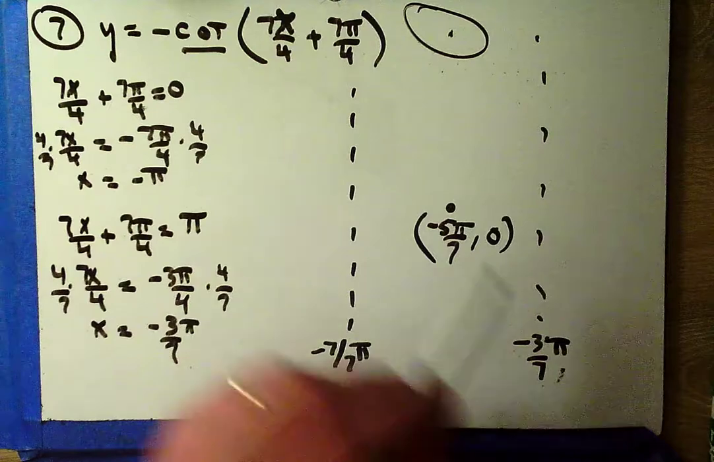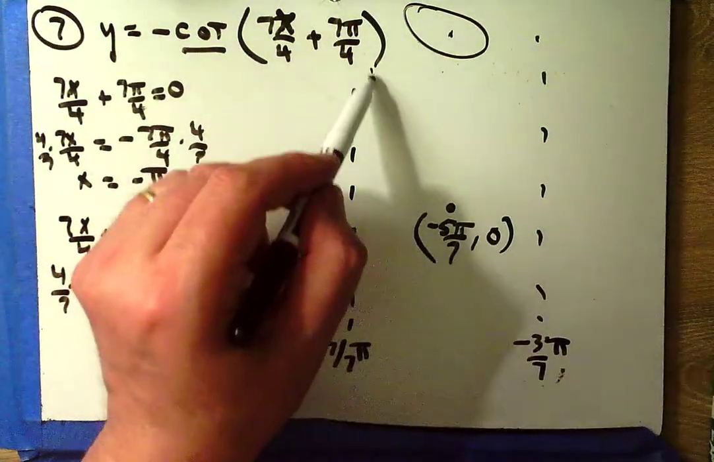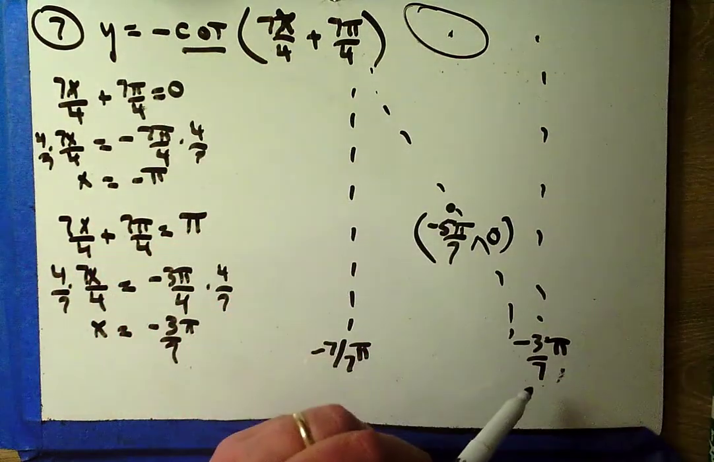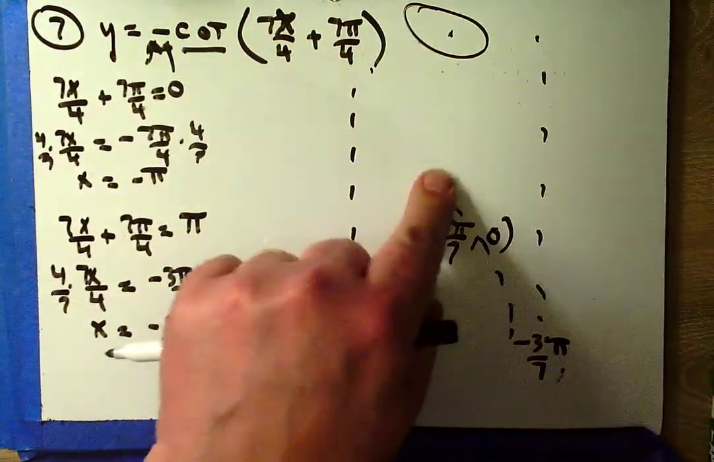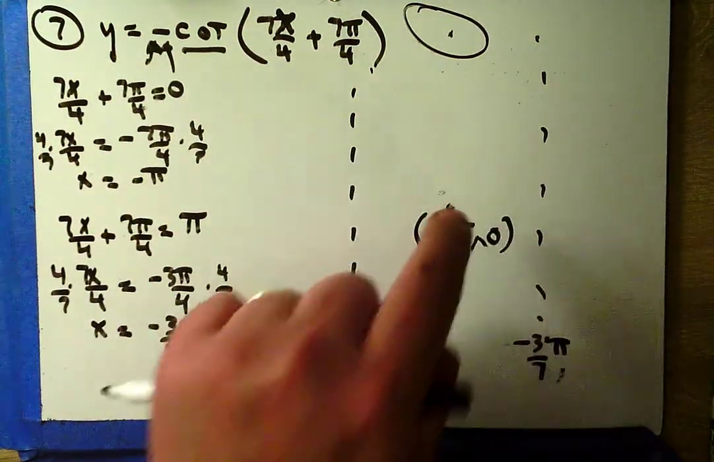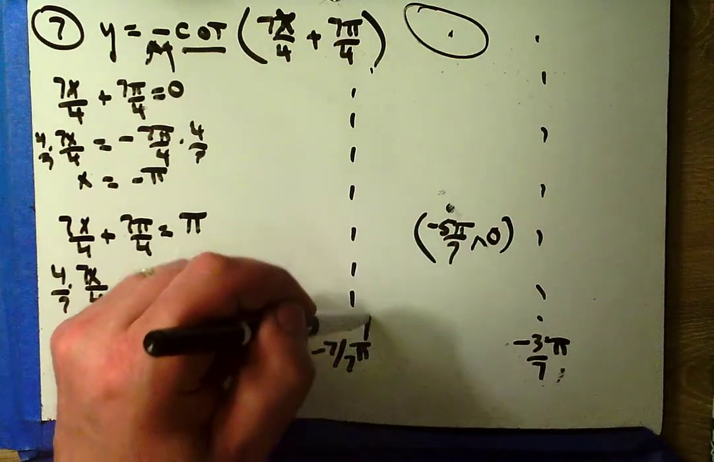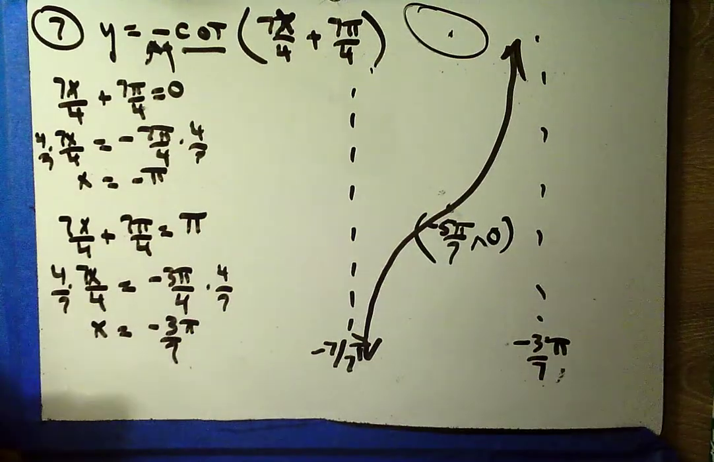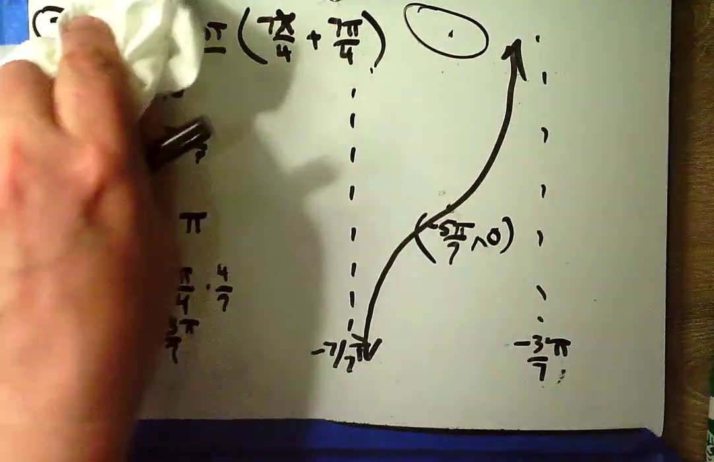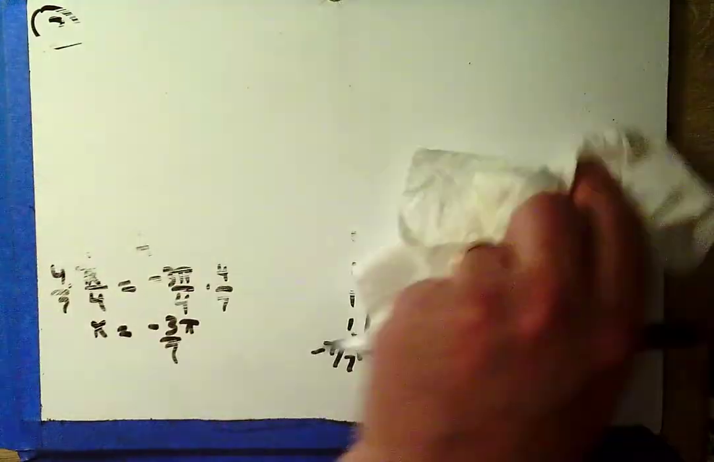Now, what about the shape? Well, cotangent normally looks like this, but we have a negative cotangent. So remember, negative cotangent is going to be a reflection of cotangent, and so our graph is going to look like this. Okie doke. There's number 7. Number 8. Finally, a d value.